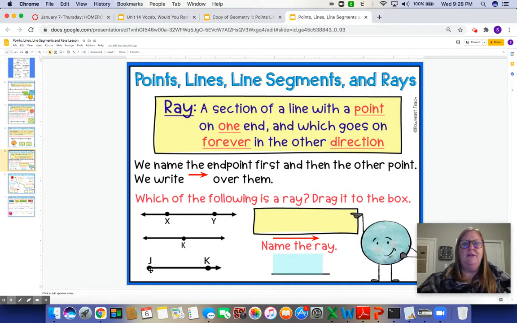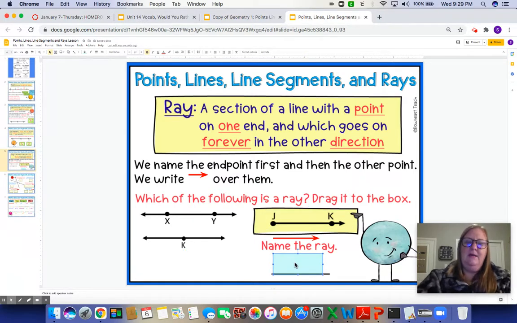If you look at this last picture we have down here, we have J is the end point. It cannot go on any farther to the left. That's the stopping point. But it goes out from that. And so this is the end point, and then this is the other point that names the ray, and the ray goes on and on in that direction to the right. So we would drag this to the box. This is our ray, and we would name that ray JK. You always start with the point, the end point, and then go out from there.